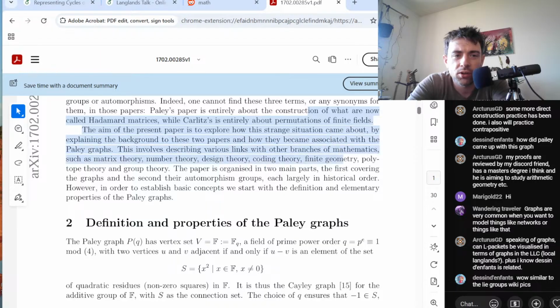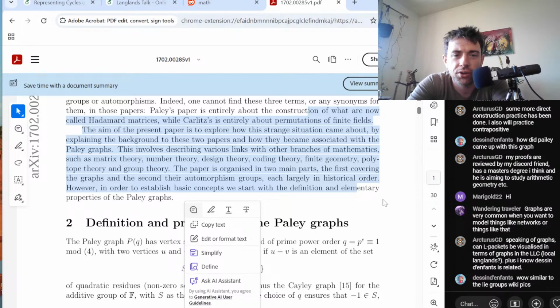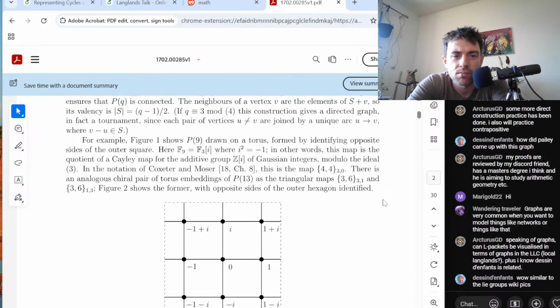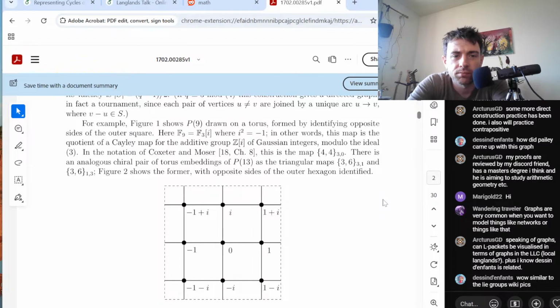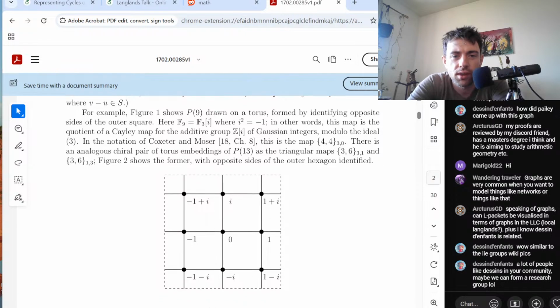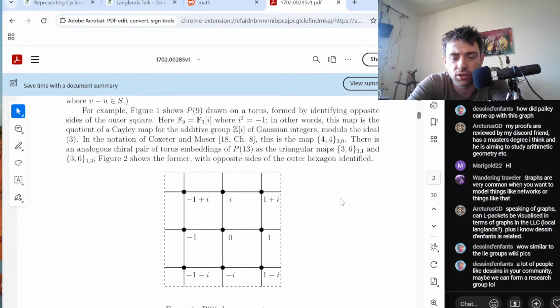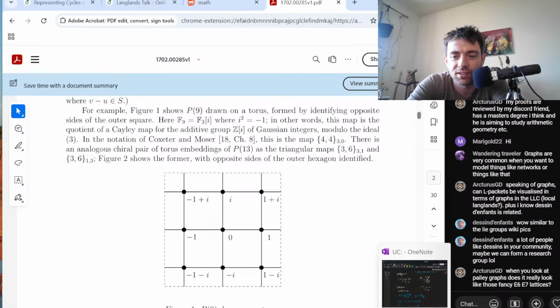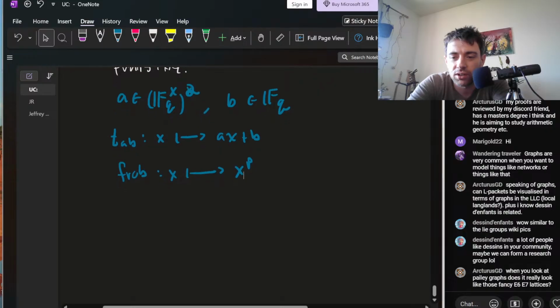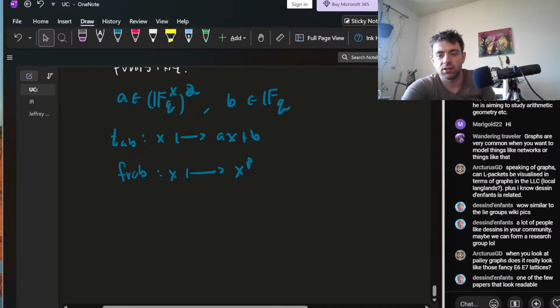Present how these strange ideas came about by explaining the background to these two papers. Oh, nice. This Paley graph has a very nice drawing on the torus. Oh, that's another thing we should talk about. Maybe I already said this a little bit, but when you look at Paley graphs, does it really look like those fancy E6, E7 lattices? I don't think so. I think it's just coincidence.